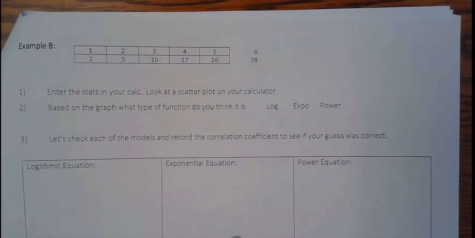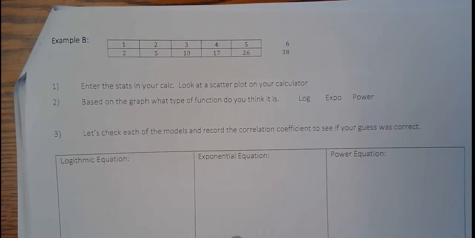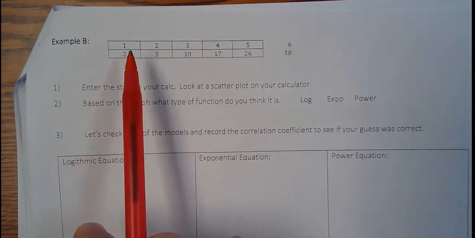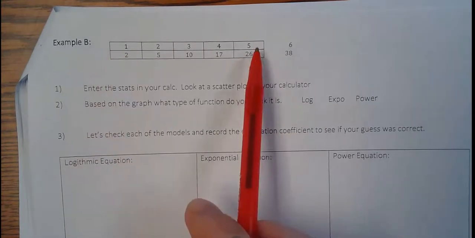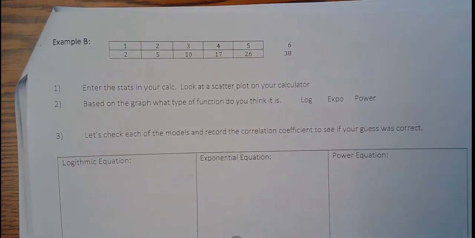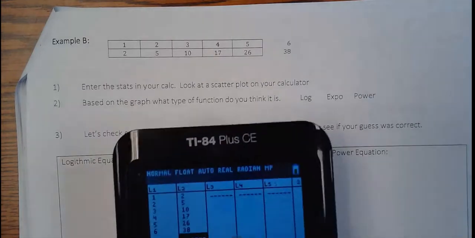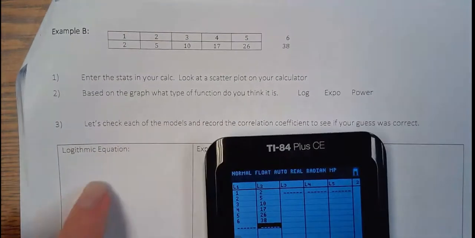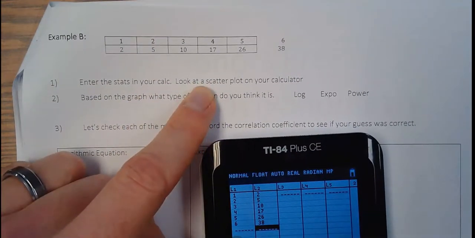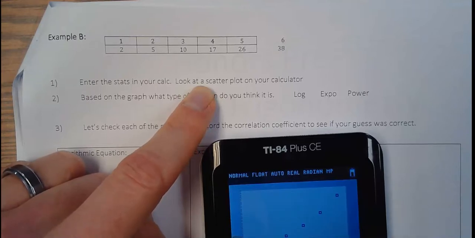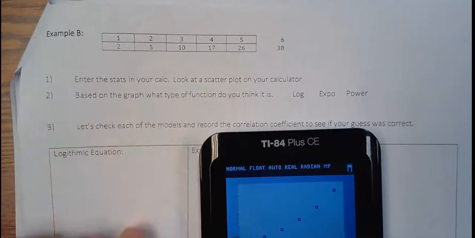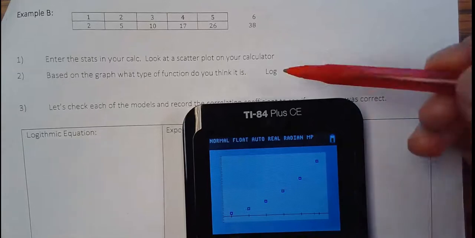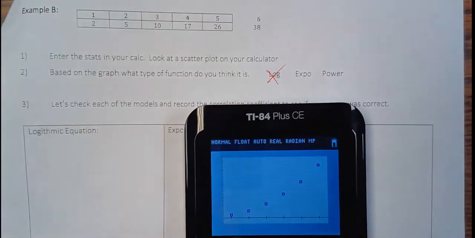We're going to do a little bit more, and I do want to go a little bit faster because the video is getting kind of long here, 15 minutes. But we're going to do the same kind of idea though. Type this data in, take a look at it. Okay, so pause your video, type that in. Okay, so we got our data in there, so enter stats in the calculator, look at the scatter plot. Let's go zoom 9 on this. And again, it doesn't look a whole lot different than the last one. It looks like it's definitely not logarithmic. I'm going to throw that out right now.